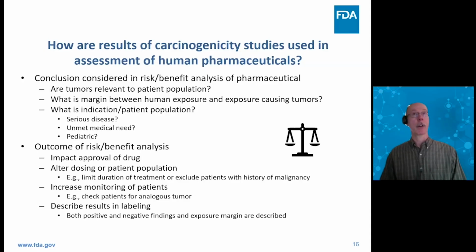If the carcinogenicity study results in a tumor in the animals for which there's an analogous human tumor, you might be able to monitor for that tumor in patients more frequently, for example. Regardless of whether the study is considered positive or negative for findings, it will be described in the labeling, so it will be available there for healthcare practitioners and patients to make decisions.